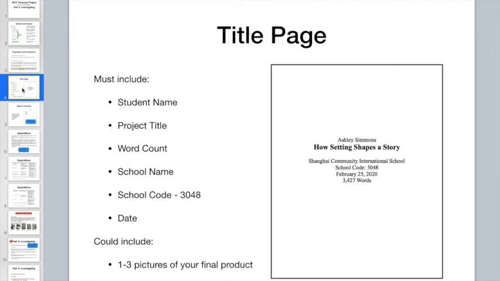So for the title page of your report, it must include this information: your name, give your project a title, the word count of the report, the school name, the school code, and the date. Okay? It could include, and hopefully will include at some point, 1 to 3 pictures of your final product. Of course, this depends on what your product or outcome is. It's a little difficult to take pictures of certain things, I realize.